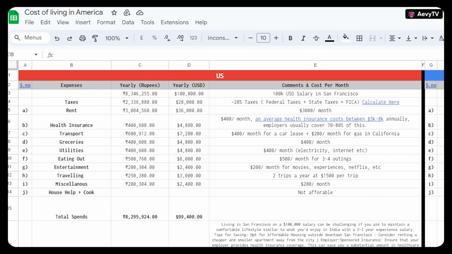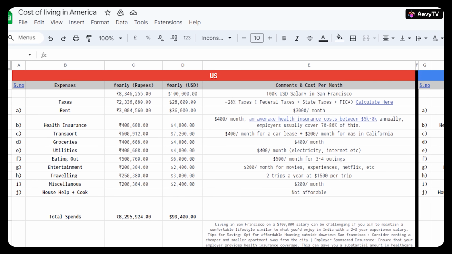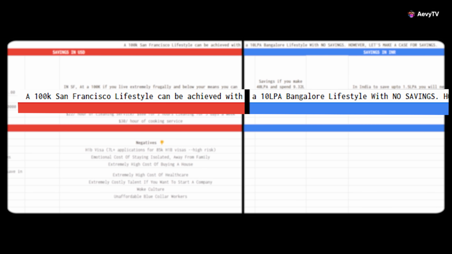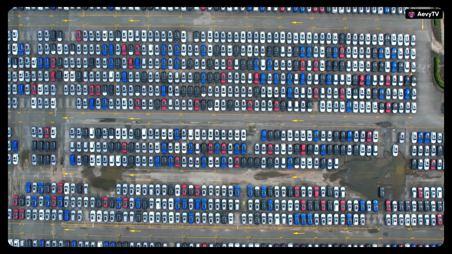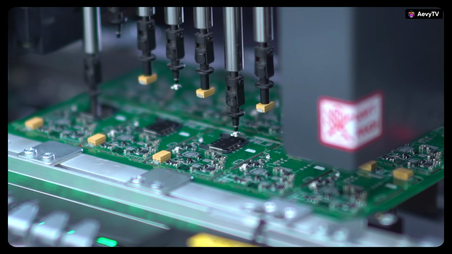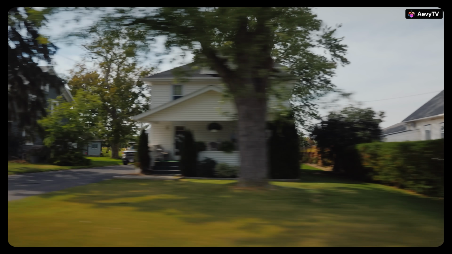So if you make 100,000 salary in SF and live in SF, and if you want to save 1.5 lakhs a month, you need to be living below your means. But to save 1.5 lakh in Bangalore in India per month, this is what you need to be earning. How much you save in America will be subjected to where you live, the state taxes, and your needs. For example, cars, electronics, much cheaper in America, but a house is significantly more expensive.